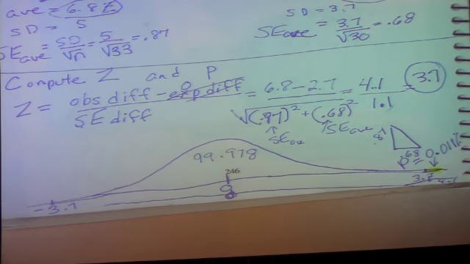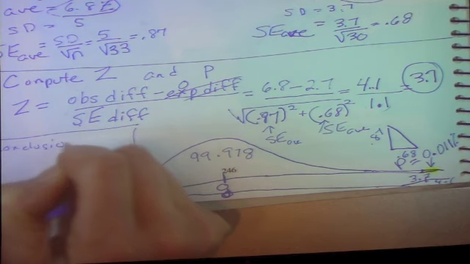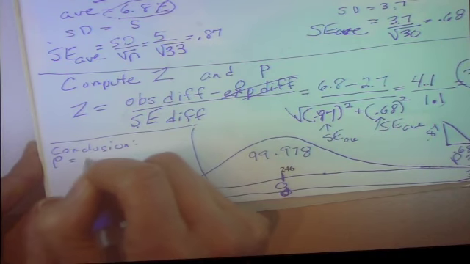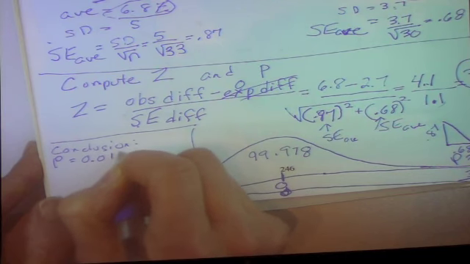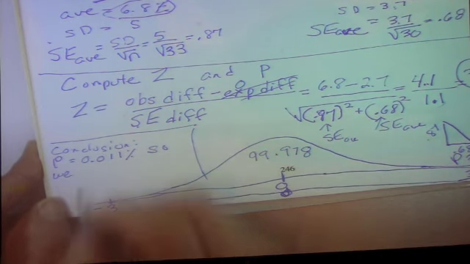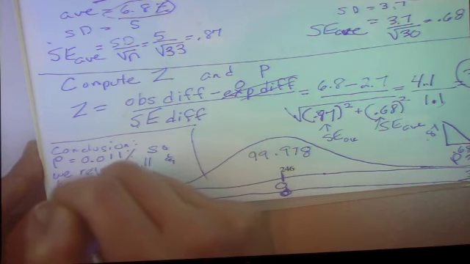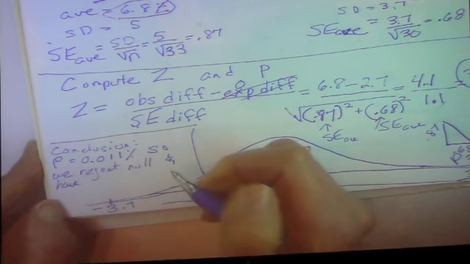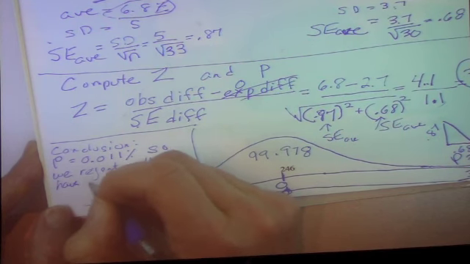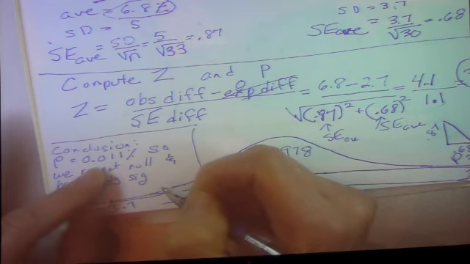Anyway, let's put our conclusion here. Conclusion, because it's so hard to see. P is tiny, 0.011%. So we reject the null, that it was just due to chance, and we call it highly significant results, and have very strong evidence, because that comes in at 0.1.